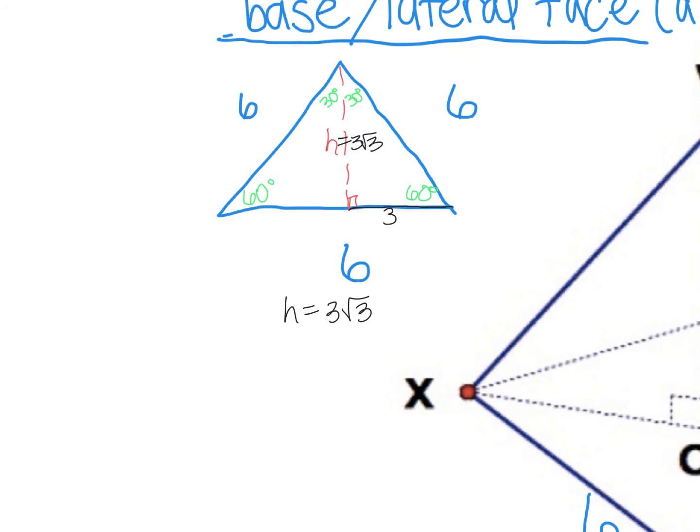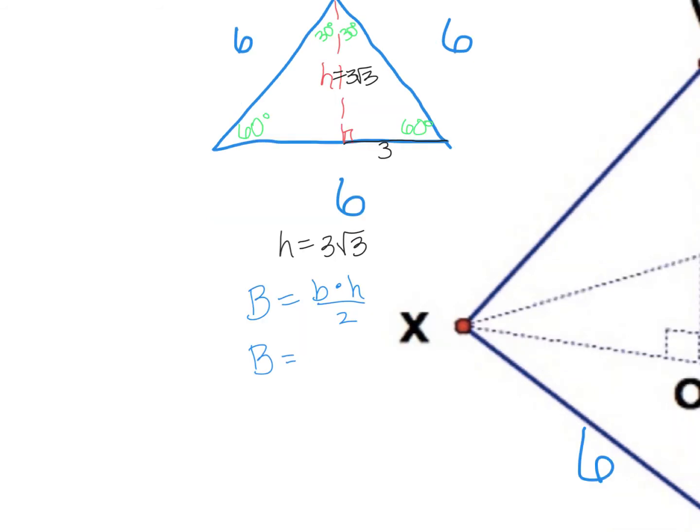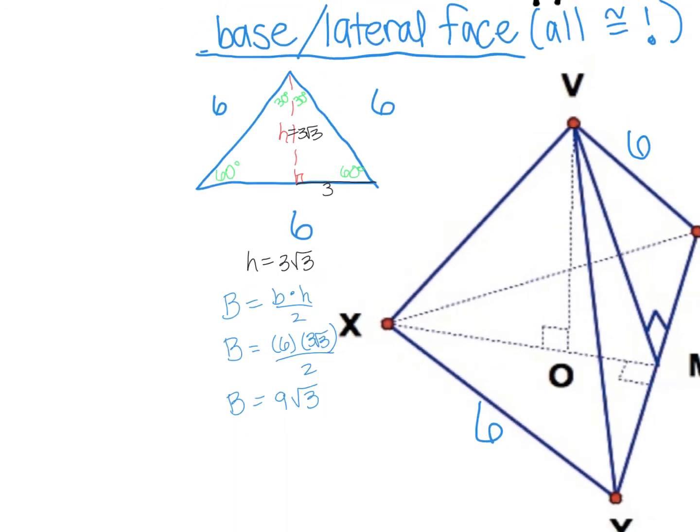So now I have my base, I have my height. I can go ahead and find the area of this triangular base. And so the base of the triangle is 6, the height of the triangle is 3 radical 3, and my area then would be 6 times 3, or 18, divided by 2, 9, times radical 3, and obviously whatever the units are squared.